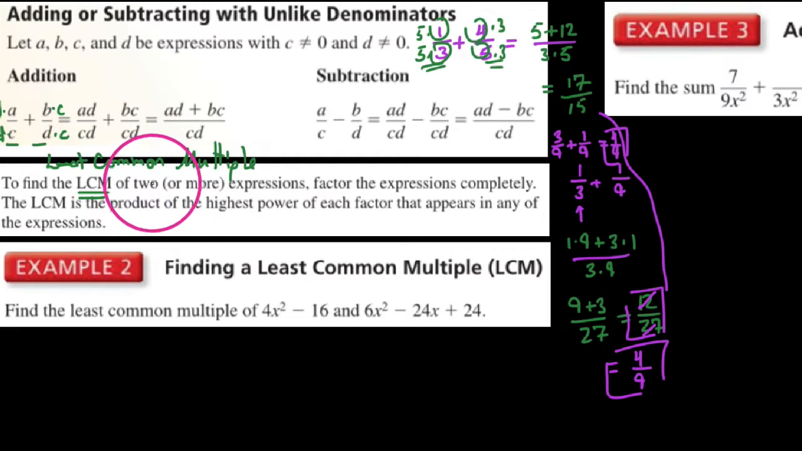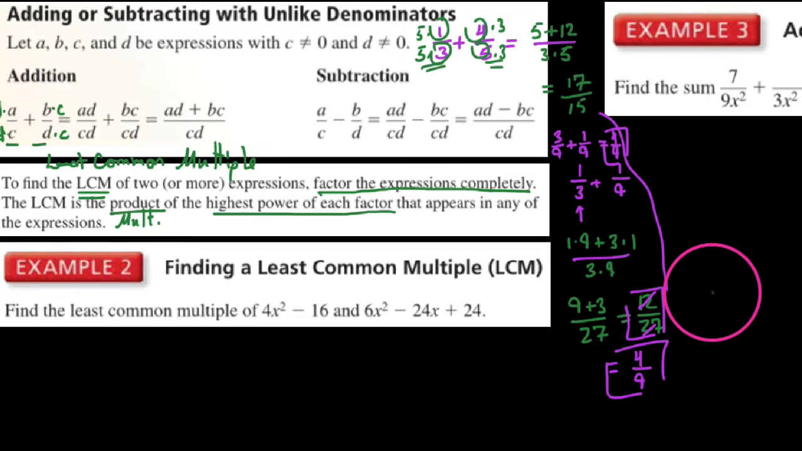So to find the LCM of two or more expressions, here are the rules. We're going to factor the expressions completely. We have to know every factor in the product, and we're going to say that the least common multiple is the product, so this means multiplication. The product, let's try that again, multiplication of the highest power of each factor that appears in any of the expressions.